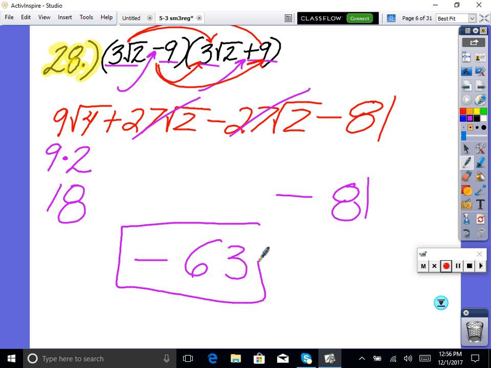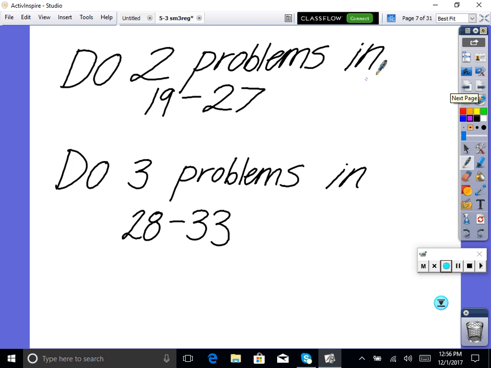Now look at my answer. Do you see how it's a whole number? There's no longer a radical. Yay, and that's kind of good for future reference. No radicals are always kind of nice. Okay, what I want you to do is do problems. Do 2 problems in this section. Make sure you get them right. Do 3 problems in the conjugate section.